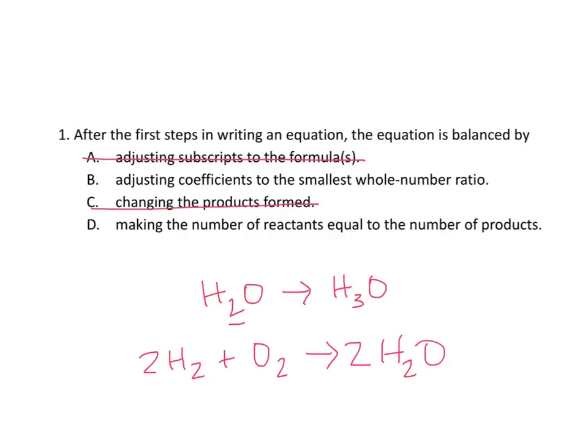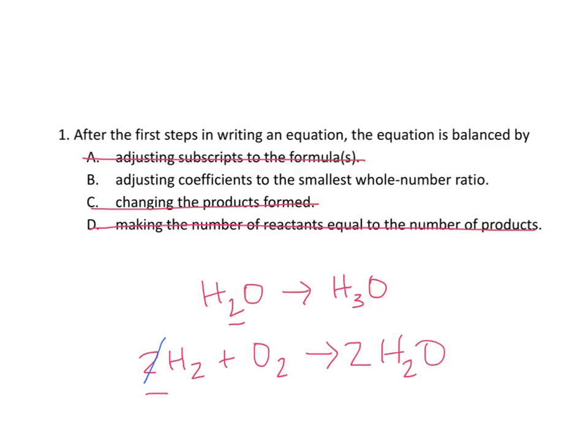If you were to make the number of reactants equal to the number of products, for instance, by removing 1 hydrogen, so you have 1 hydrogen, 1 oxygen, you won't be able to produce the 2 molecules of water that you need. So D isn't correct. You're not aiming to make the number of reactants equal to the number of products. What you are trying to do is adjust the coefficients.